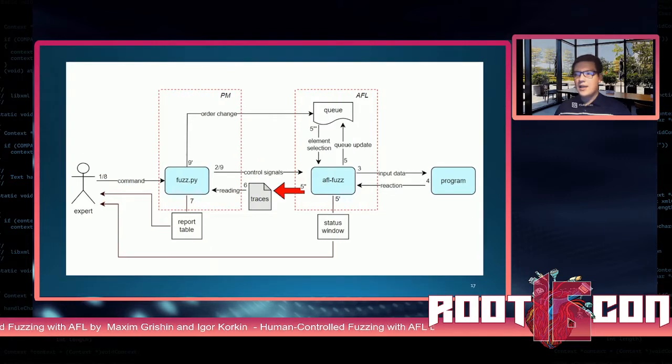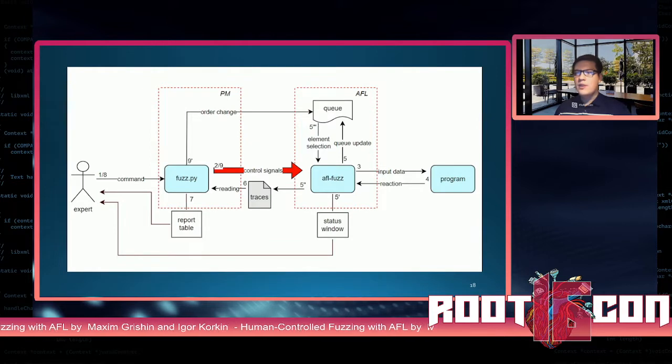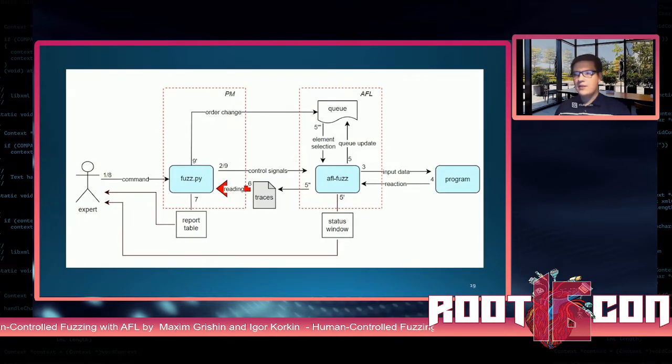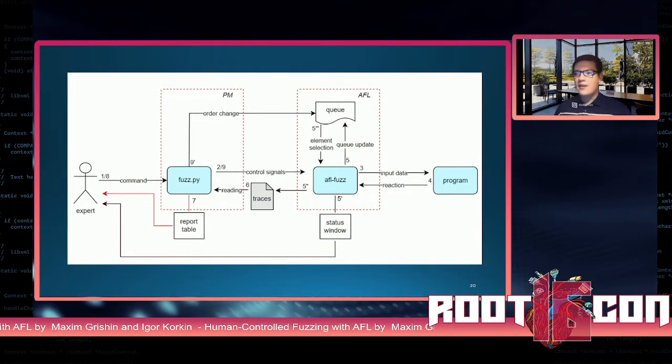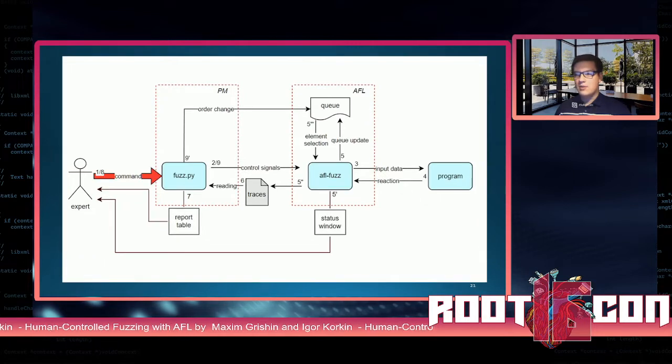At the same time, the specially instrumented hasNewBits function writes traces. When the report table update time is over, fuzzpy stops the process, reads the traces, and determines such characteristics as coverage productivity. The results are represented in the form of the report table.